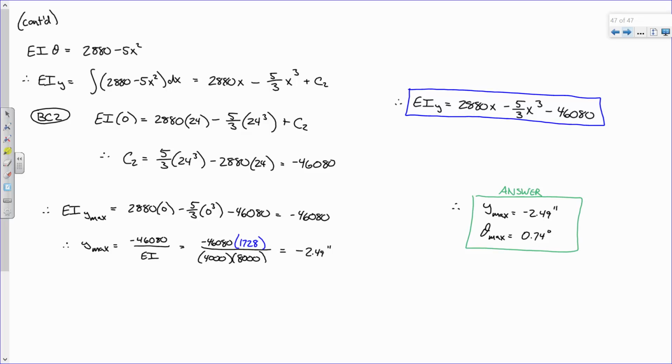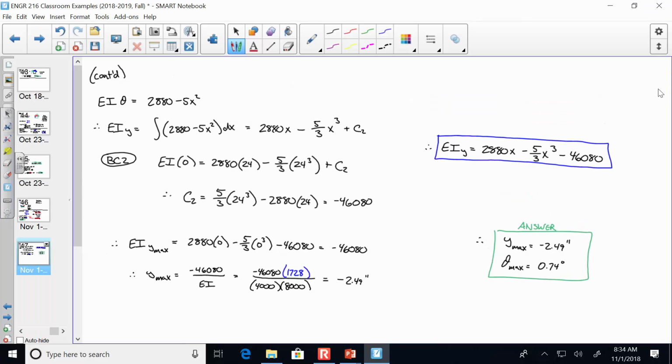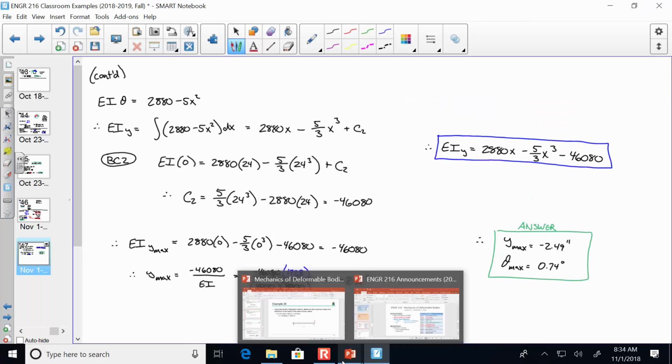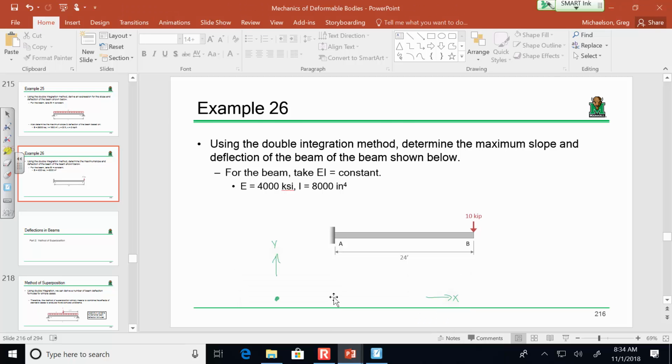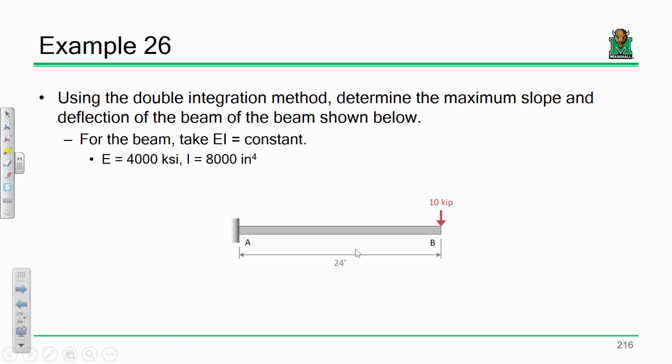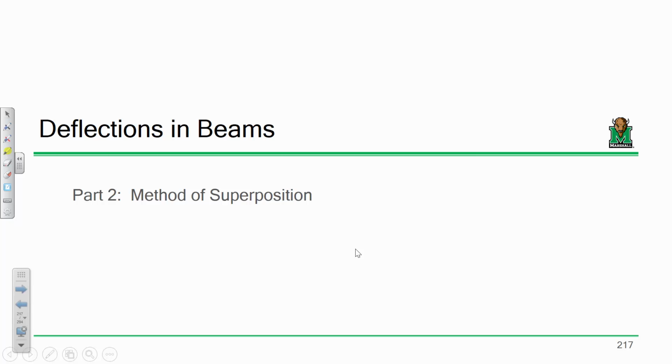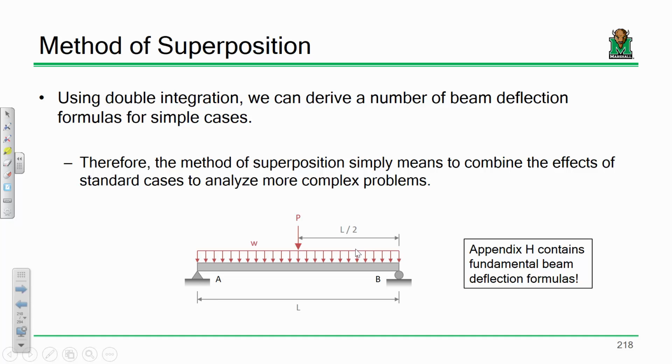Sound good? All right. Now, what I have shown you just now is the direct method of integration, or the direct integration method, to determine deflections in beams. There is another method, and that is the method of superposition. And if I could characterize the method of superposition in one phrase, it would be, if it ain't broke, don't fix it. What I mean by that is this. If you go to one of the appendices in your book, particularly Appendix H.